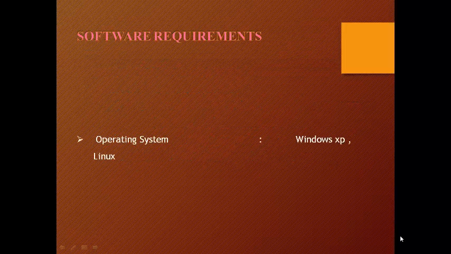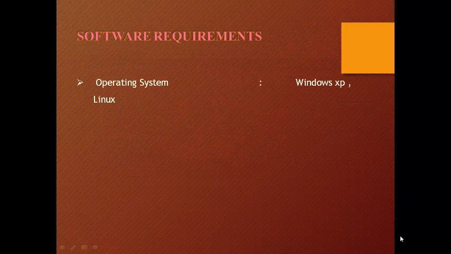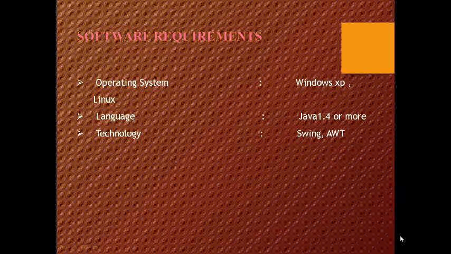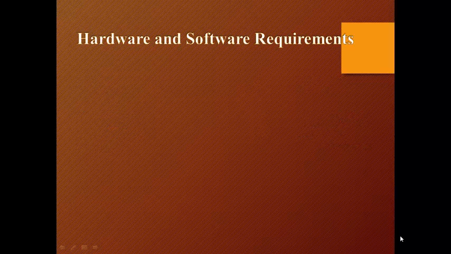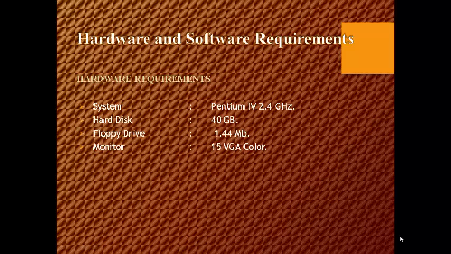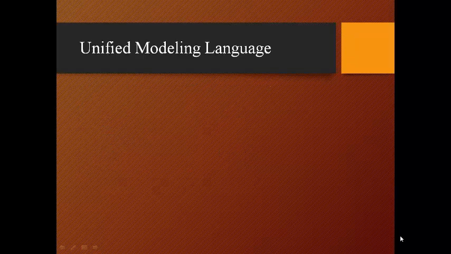System requirements. Software requirements: operating system Windows XP, Linux. Language Java 1.4 or more. Technology Swing and AWT. IDE NetBeans 6.8. Now hardware requirements: system Pentium 2.4 GHz, hard disk 40 GB, floppy drive 1.44 MB, monitor 15 VGA color, mouse Logitech, RAM 5 MB.